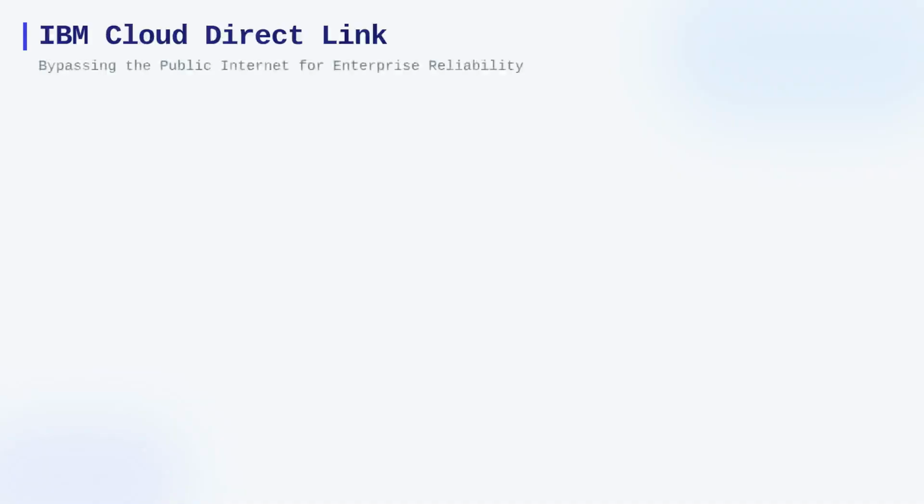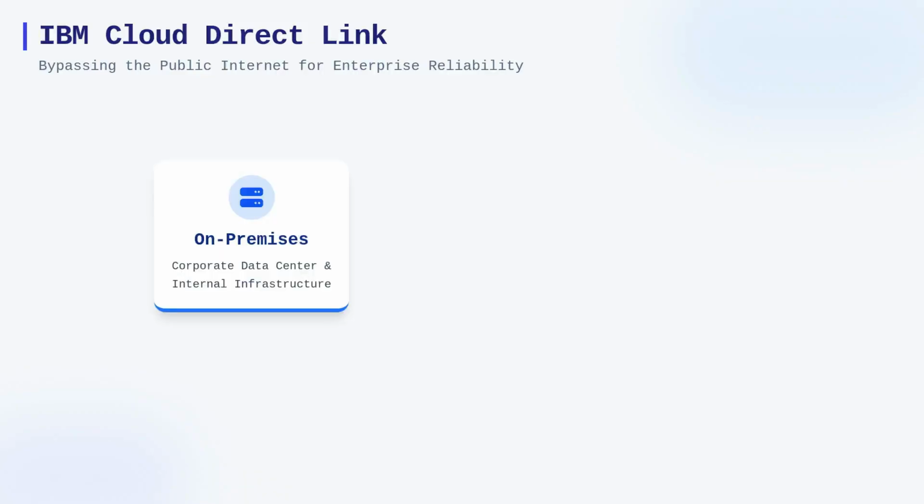When we talk about IBM Cloud Direct Link, we are essentially discussing the mechanism to bypass the unpredictability of the public internet. By establishing a dedicated private network connection between your on-premises infrastructure and the IBM Cloud environment, you gain a level of reliability and latency control that is impossible to achieve over standard internet routes.